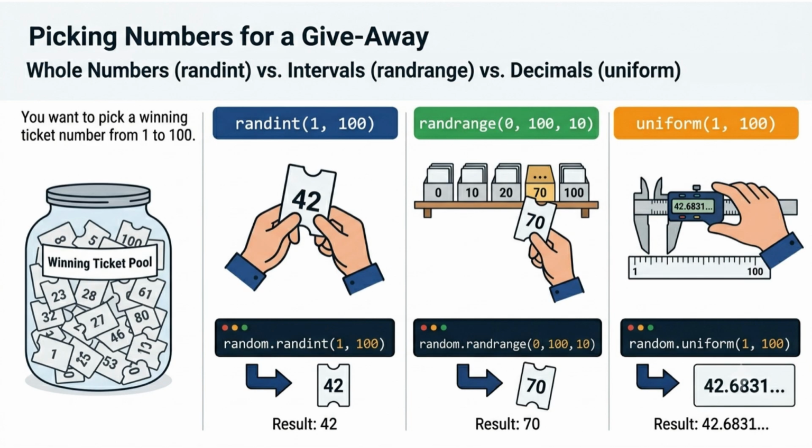Randint picks a whole number. Randrange picks from a pattern, like counting by tens. Uniform can pick any decimal number. Different tools for different kinds of randomness.